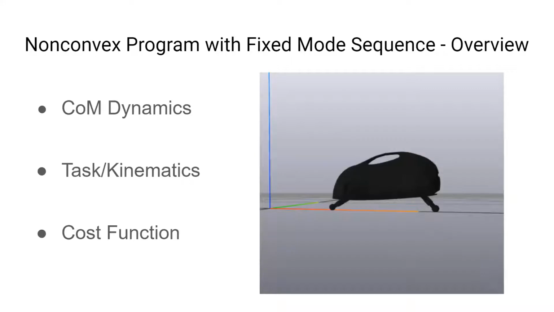To start off, let's cover the nonlinear program formulation. In this algorithm, we're provided with a mode sequence, that is, when each of the robot's legs are in contact with the ground. The nonlinear program solver then tries to generate a feasible trajectory for the robot and its joints in order to have it get to its destination while obeying both the laws of physics and the aforementioned mode sequence.